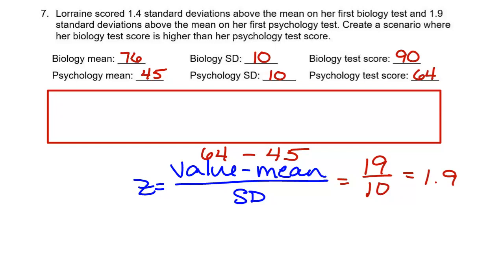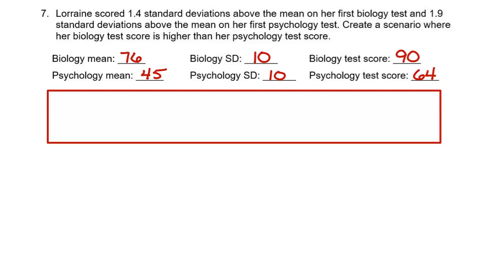So compared to her peers, she did better on which test? As a parent, I'd be more happy with the biology grade than the psychology grade, as far as grade-wise. But compared to the other people that took the biology test, compared to the other people that took the psychology test, just relative to the other people, I'm not thinking grades anymore. Relative to the other people in the class, which test did she do better on?